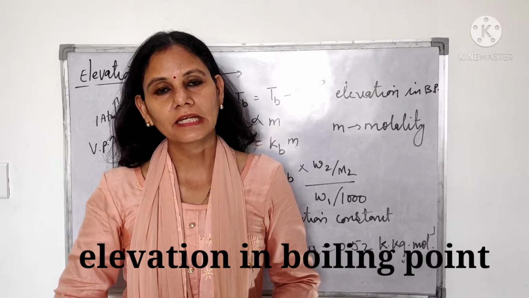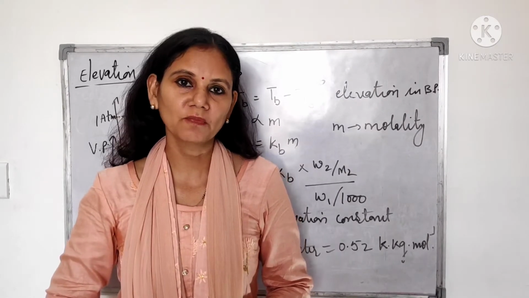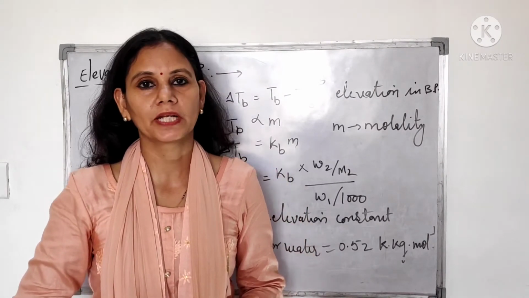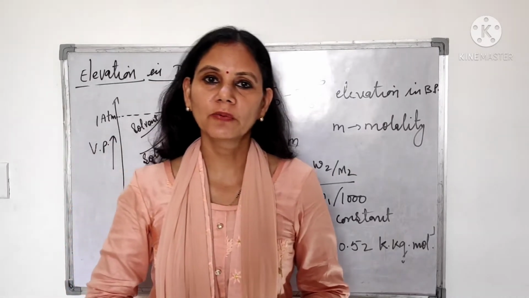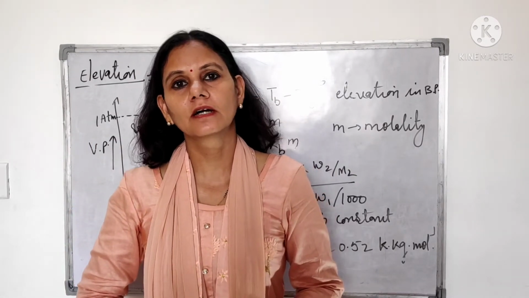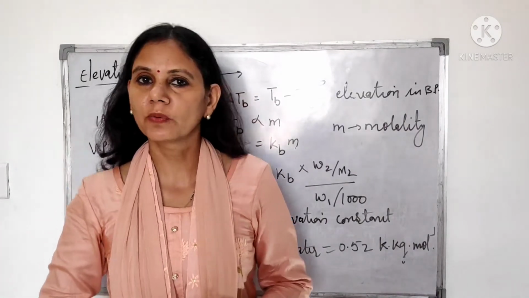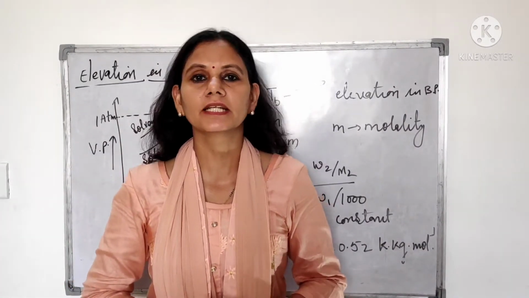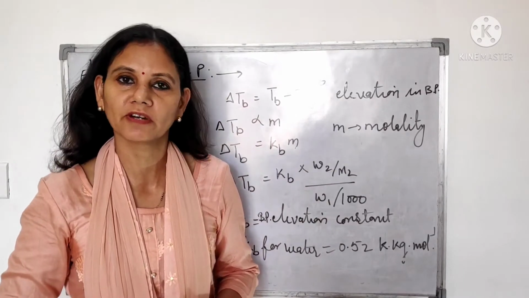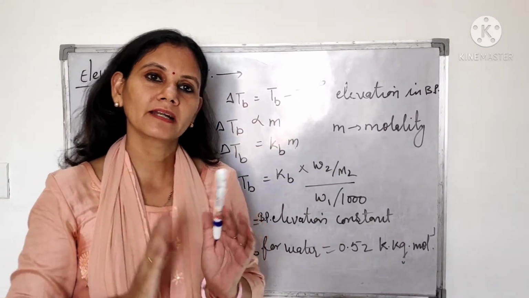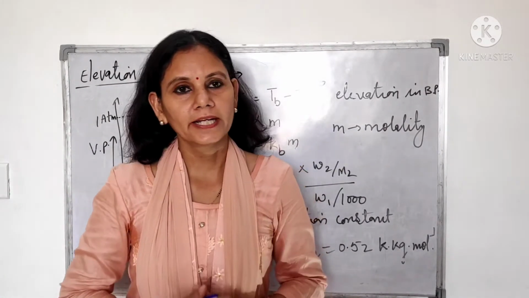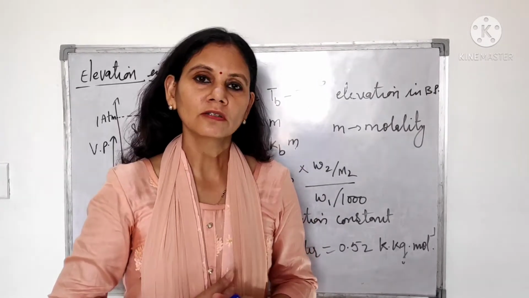So the next property is elevation in boiling point. Elevation in boiling point is related with the vapor pressure. So children, what is boiling point? Boiling point is the temperature at which the substance starts to boil. For water, as you know, the boiling point is 100 degrees centigrade, which equals 373.15 Kelvin. But we have the colligative properties according to Raoult's law.